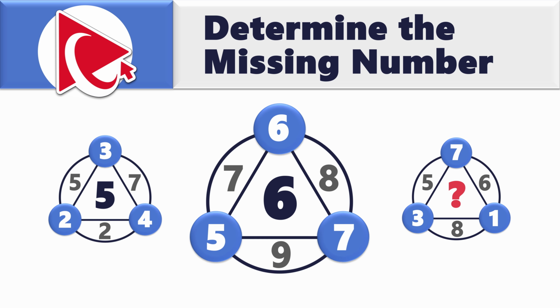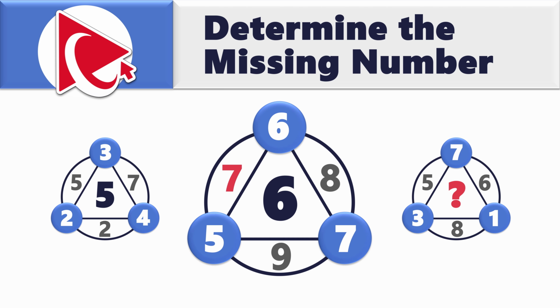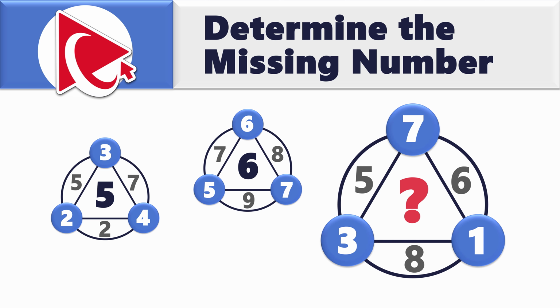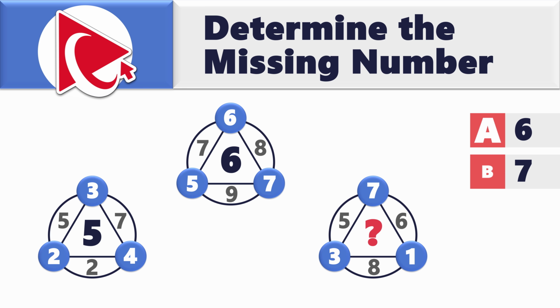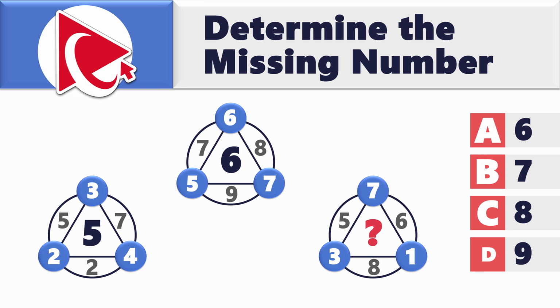In the second shape, the inside numbers are 7, 9, and 8. The outside numbers are 5, 6, and 7, and the middle number is 6. In the third shape, the inside numbers are 5, 6, and 8. The outside numbers are 3, 7, and 1, and the middle number is missing, which you need to calculate and select out of 4 possible choices. Choice A, 6, choice B, 7, choice C, 8, and last but not least, choice D, 9.